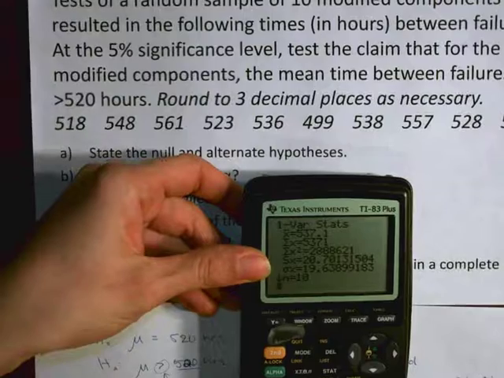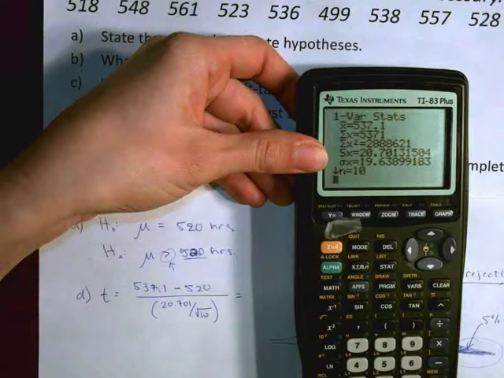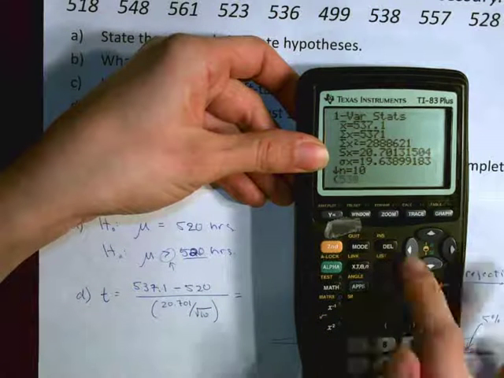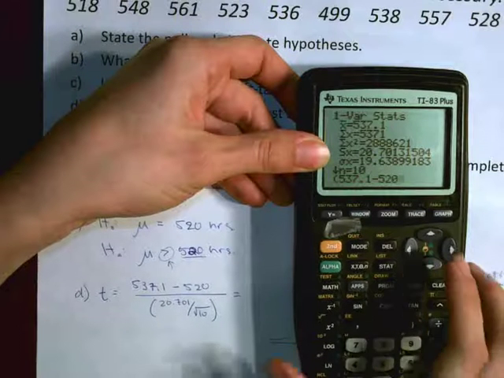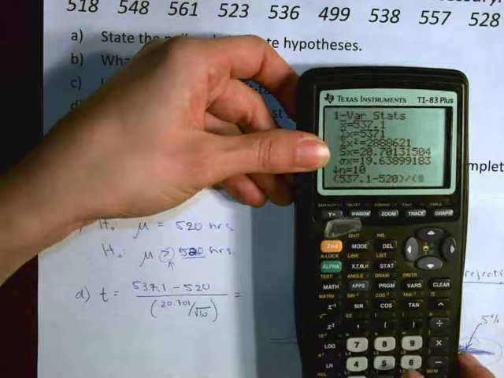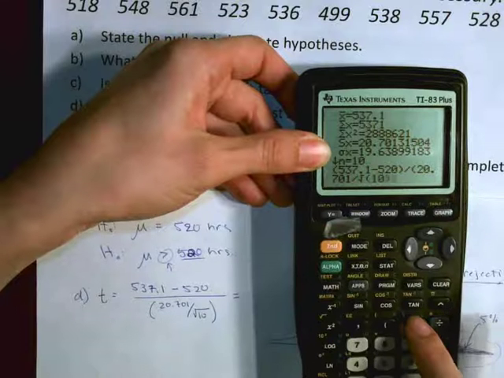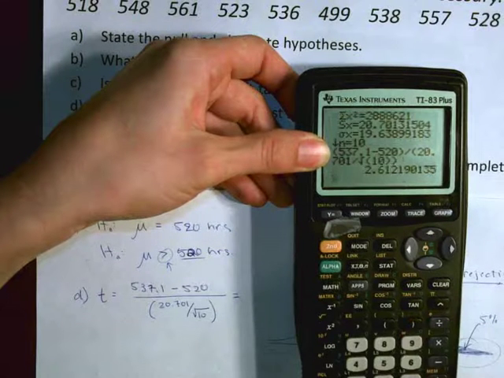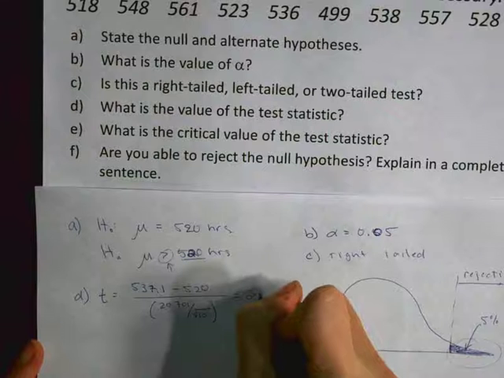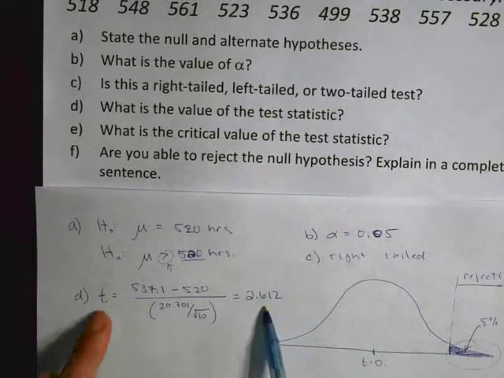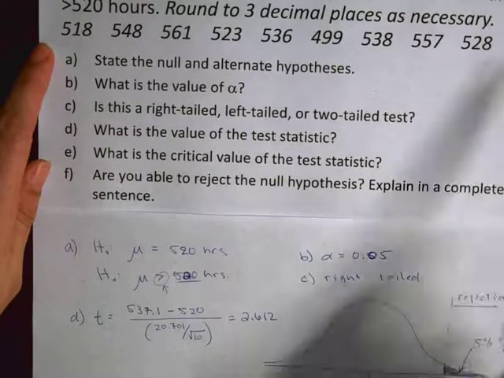So let's put this in the calculator. Sorry about that, I was writing things and not showing you what they said. So I'll put this in the calculator, and I have 537.1 minus 520 divided by 20.701. And I get 2.612. So the t-score of these data up here corresponds to 2.612.